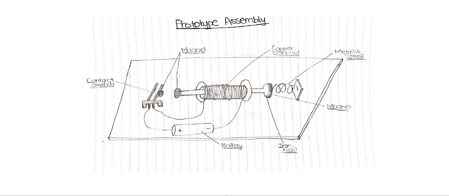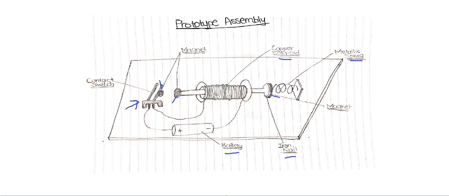This is my prototype assembly. This is where the contact switch is placed. This is the battery. This is the iron nail. It is fitted inside the copper solenoid. This is a metallic spring. This is a piece of magnet attached to the head of the nail, and this is a piece of magnet attached to the end of the nail, and this is another piece of magnet attached to one end of the contact switch.